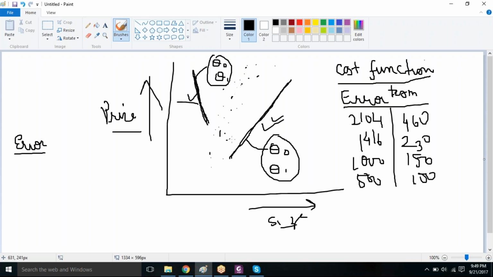Just look at how I am going to calculate. So if I know this theta naught and theta 1, and if I know the x, the size of flat, can I predict? Suppose this price is y. Now the predicted value I will call y hat, okay, like this. So can I predict this particular price with this theta naught and theta 1?